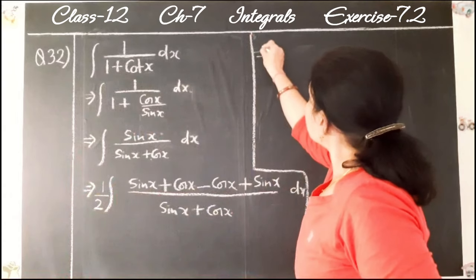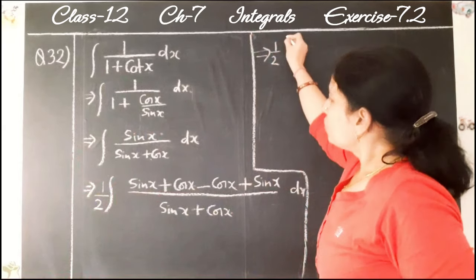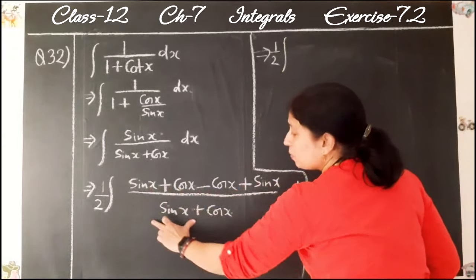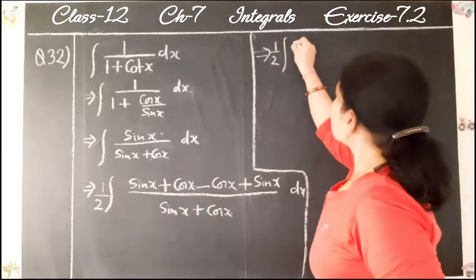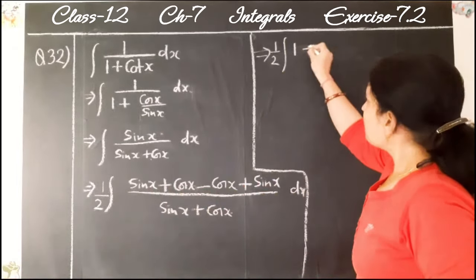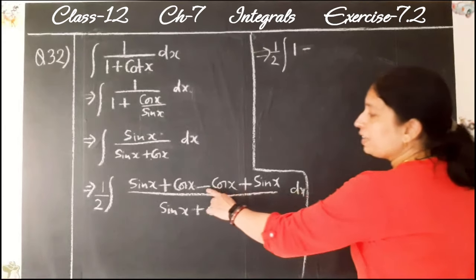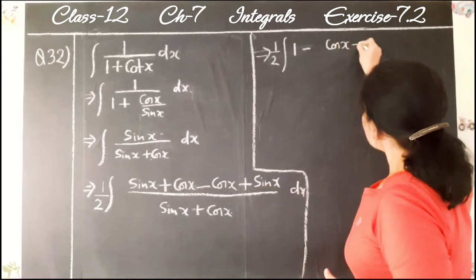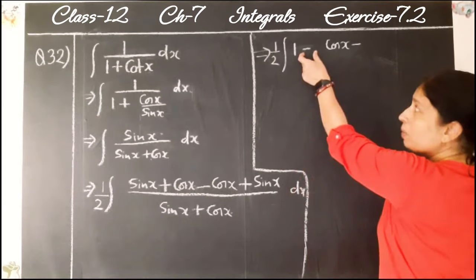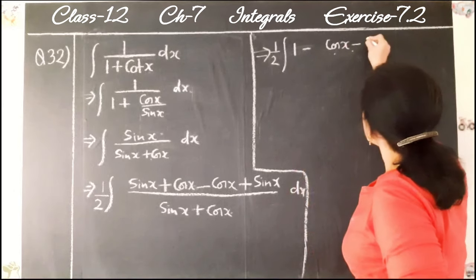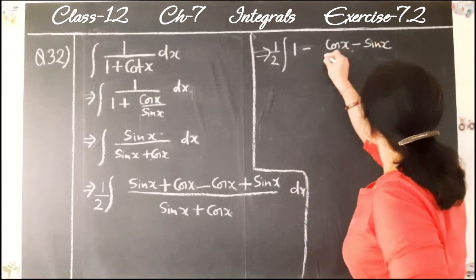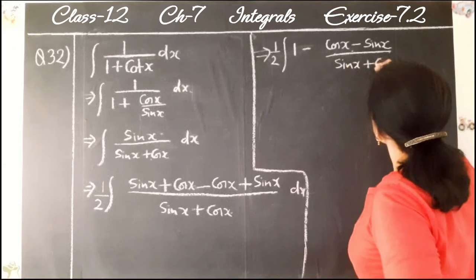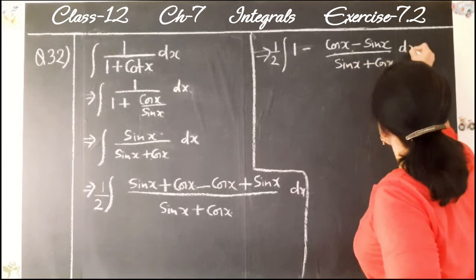Then our integral becomes 1 by 2 integral of (sin x plus cos x) divided by (sin x plus cos x), which will be 1. So write here 1. Write minus; take common minus. Then you can write cos x minus sin x divided by this denominator sin x plus cos x, and write dx.